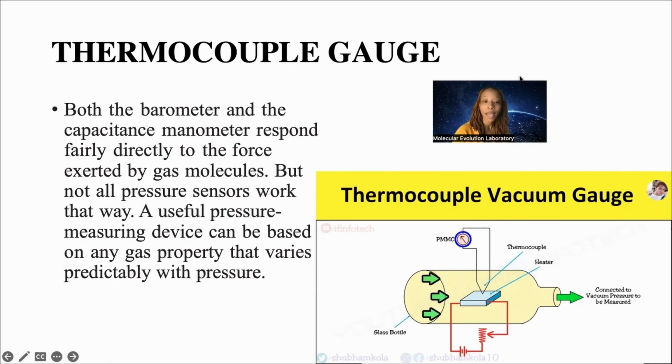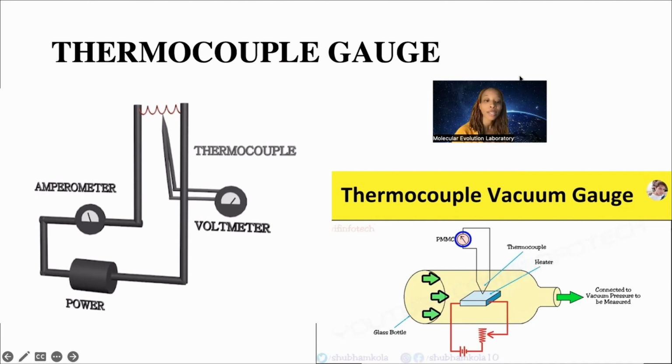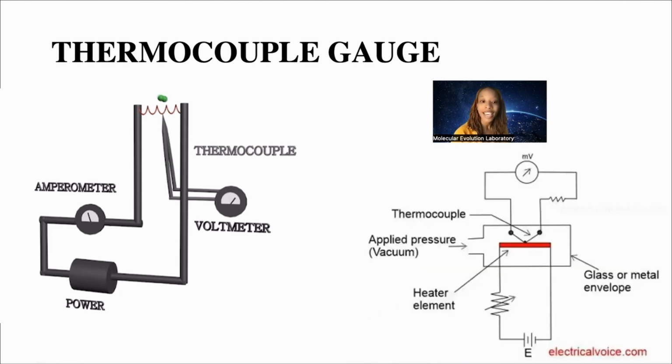Both the barometer and the capacitance manometer respond fairly directly to the force exerted by gas molecules, but not all pressure sensors work that way. A useful pressure measuring device can be based on any gas property that varies predictably with pressure. A thermocouple gauge measures pressures between 0.01 and 1 torr.